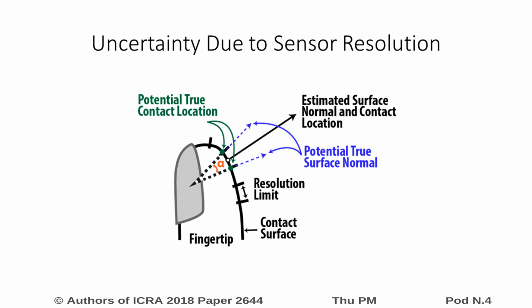We express resolution limits for contact sensors as a range of contact locations and surface normals that cannot be disambiguated by the sensor. Grasp quality is then assessed at the limits of this range to determine whether the uncertainties caused by sensor resolution lead to uncertainty in grasp outcome prediction.